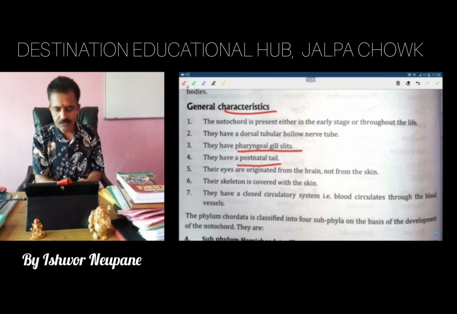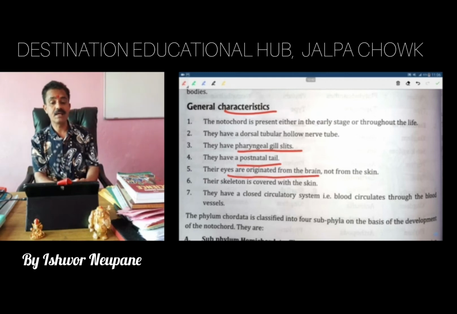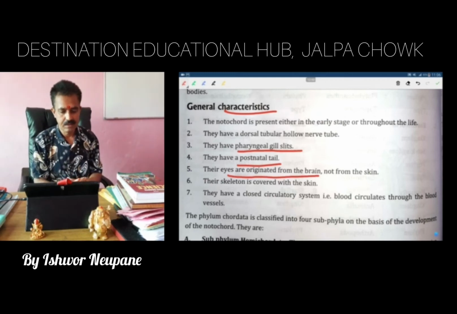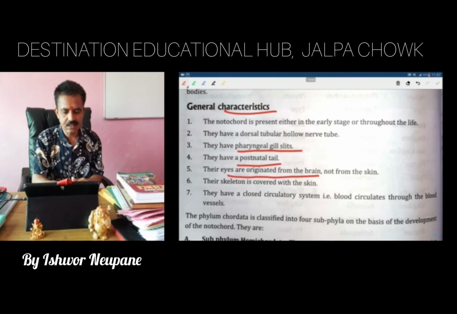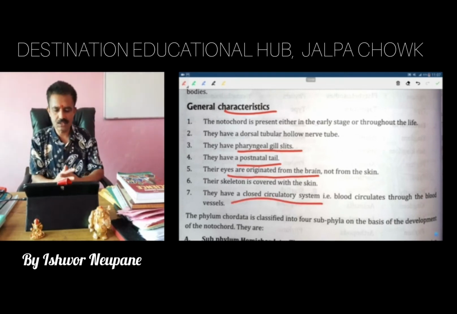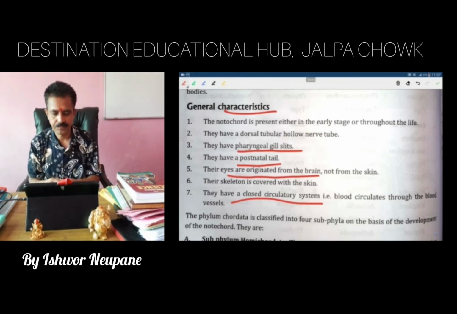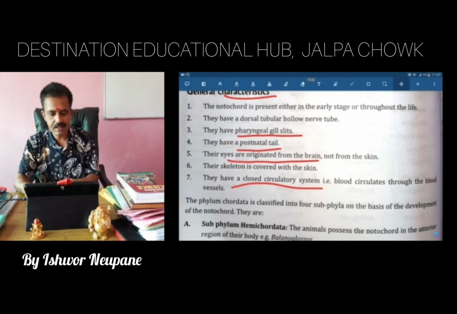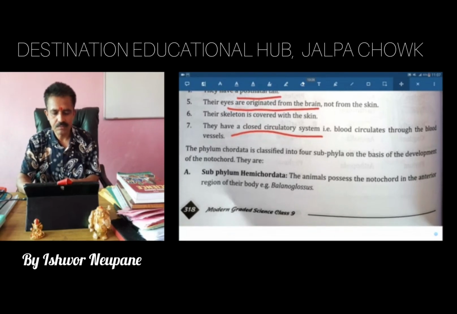Eyes are originated from brain. Remember, eyes are originated from brain. So how many characteristics have we mentioned? 3. And next one you can say they have closed circulatory system. Closed circulatory system means the blood flows through the blood vessels. These are the characteristics of chordata.